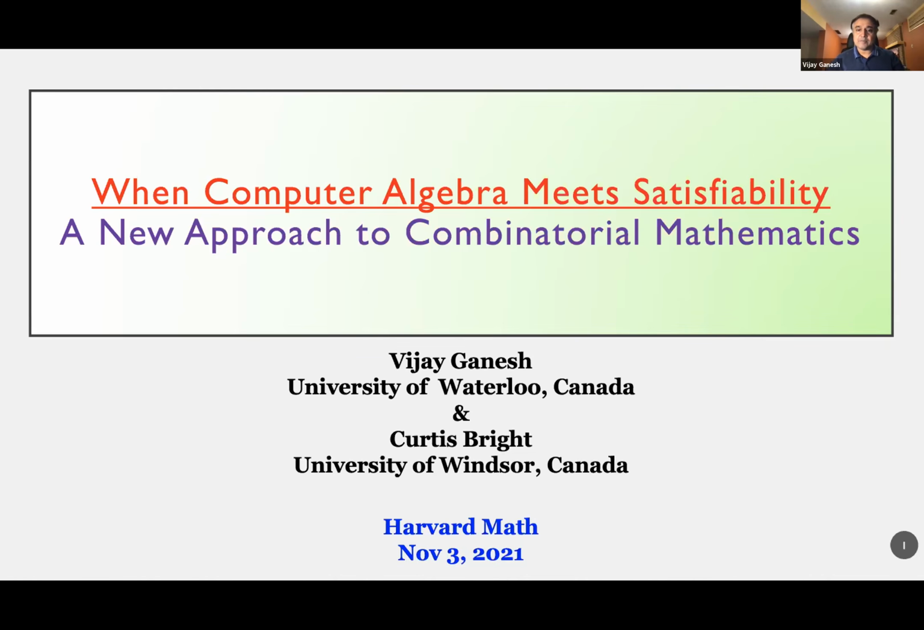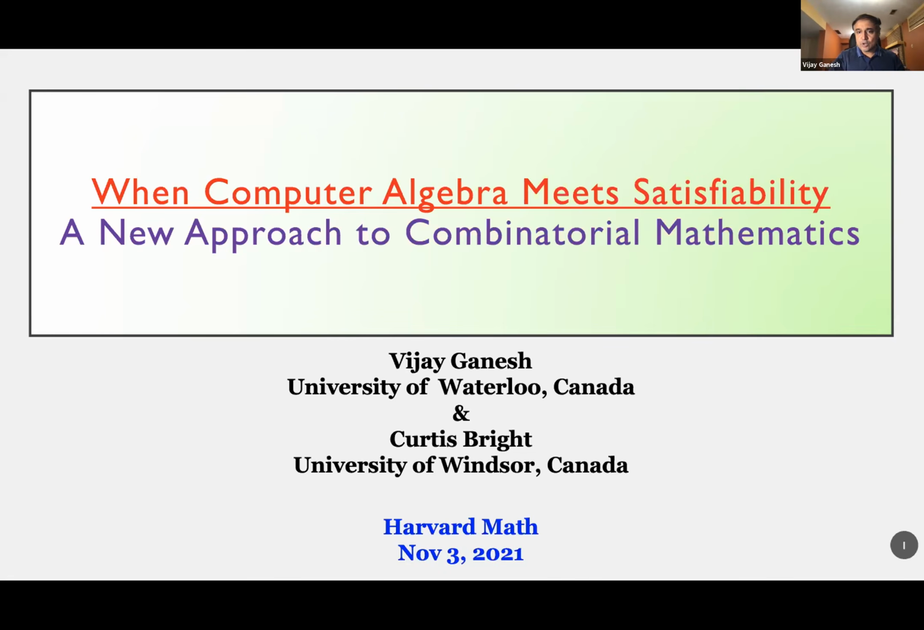Hello, everybody. My name is Vijay Ganesh. I'm a professor in ECE and computer science at the University of Waterloo. And it's great to be back at Harvard. I used to visit Harvard a lot when I was at MIT. And so today, myself and my ex-student Curtis Bright, we're going to present a new approach to solving problems in combinatorial mathematics. And this new approach is essentially combining SAT solvers and computer algebra systems.